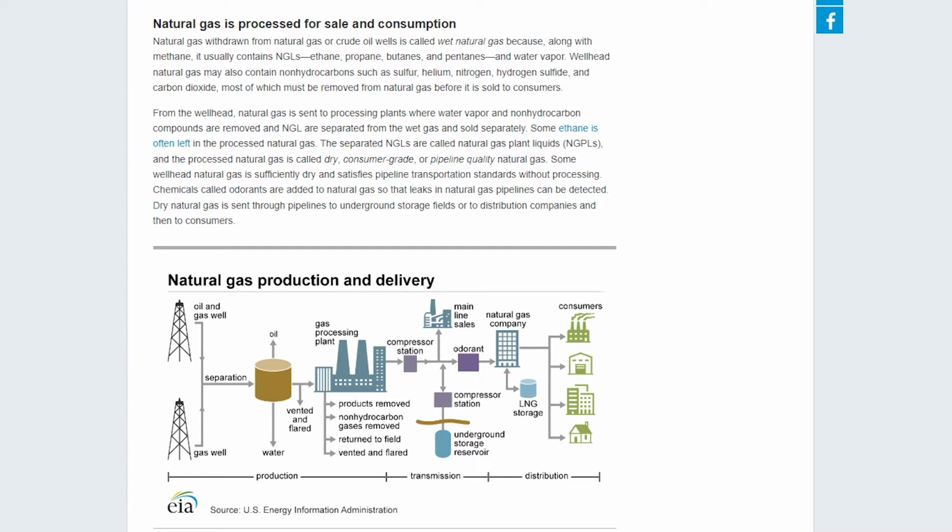Natural gas deposits are found on land and offshore, deep under the ocean floor. A type of natural gas found in coal deposits is called coalbed methane.